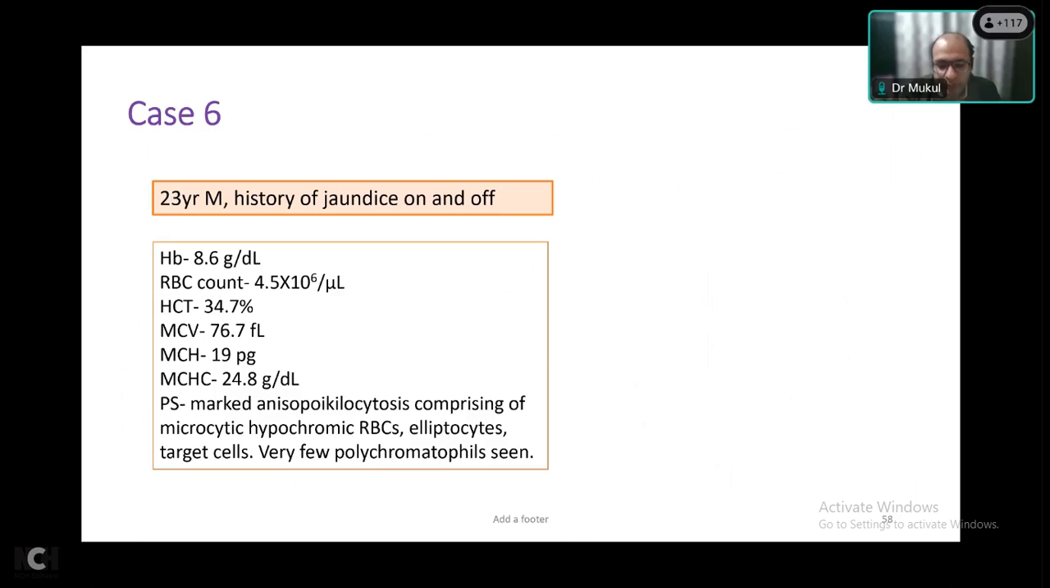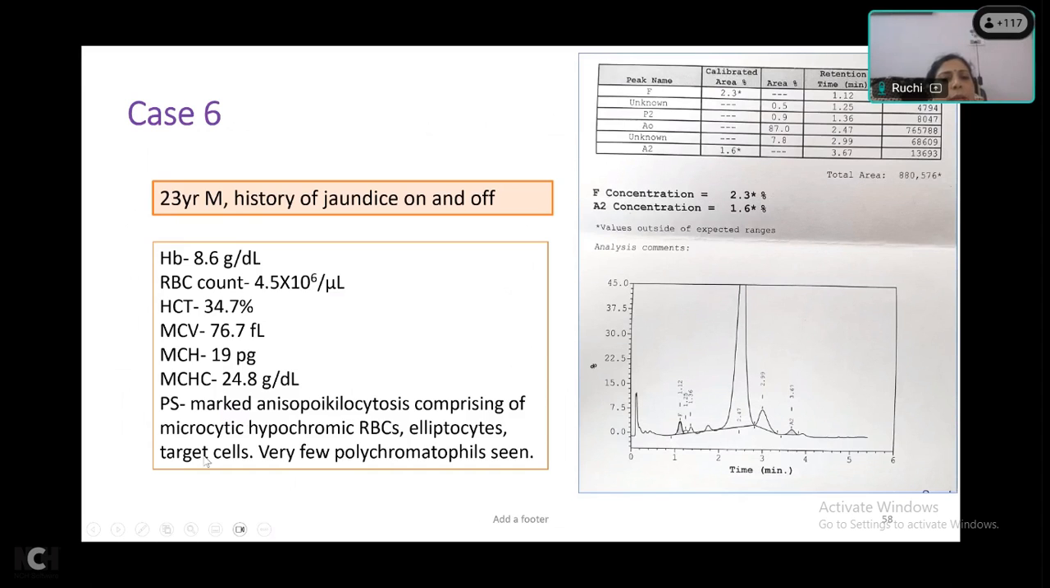Okay. So then, case 6, we have a 23-year-old male with history of jaundice on and off, and again moderate degree of anemia, some mild microcytic hypochromic indices, and the smear is showing anisopoikilocytes, microcytes, elliptocytes, few polychromatophils, and this is what the HPLC is telling me.